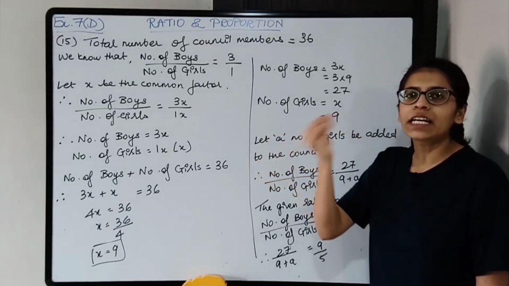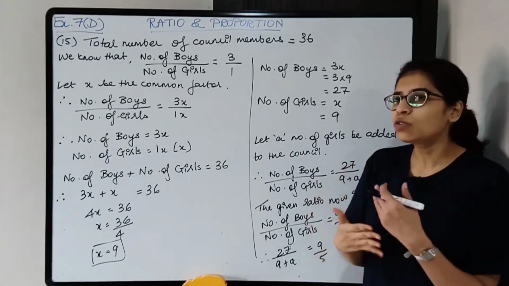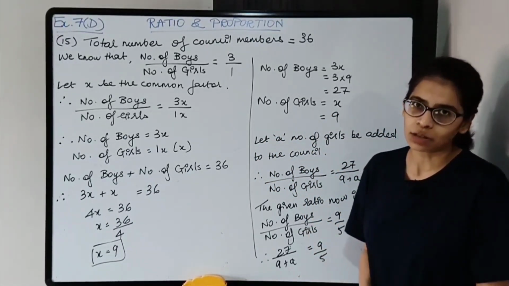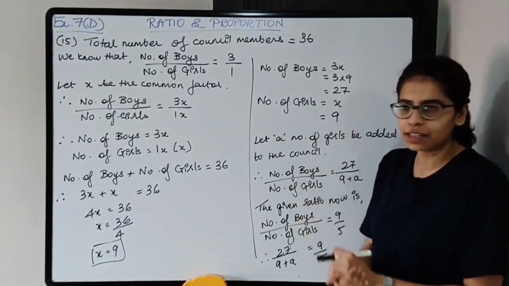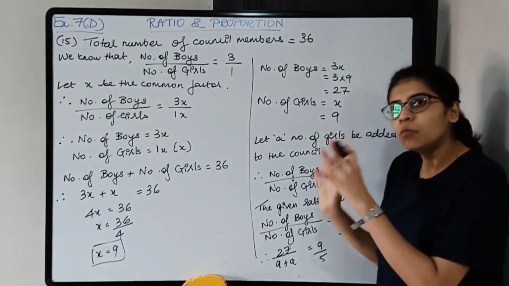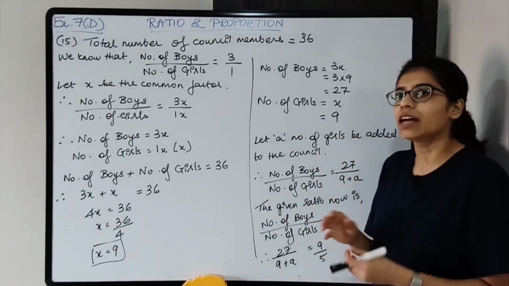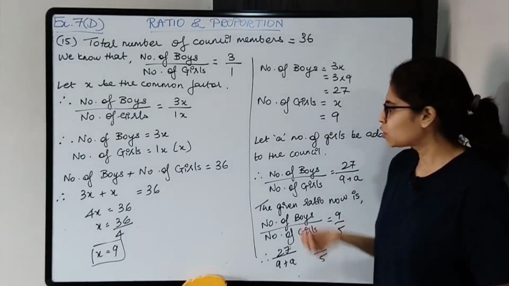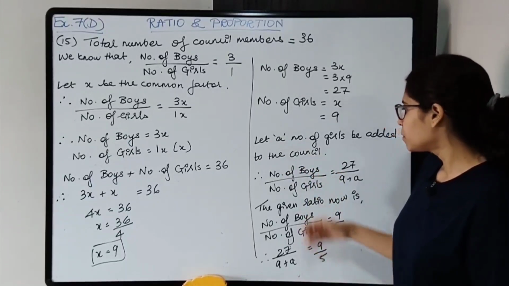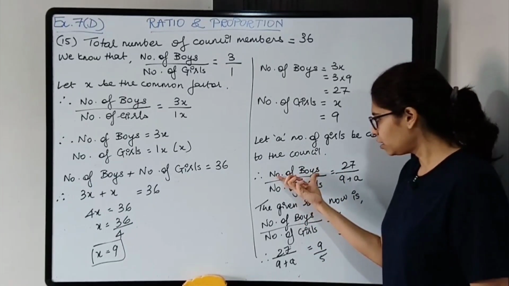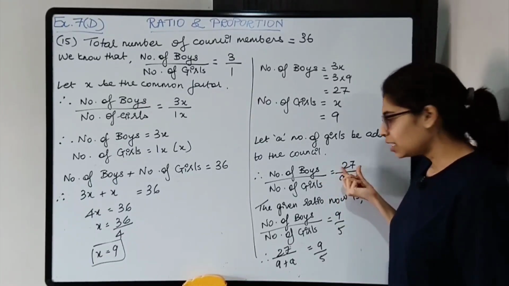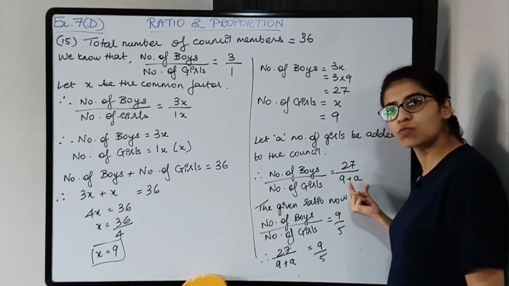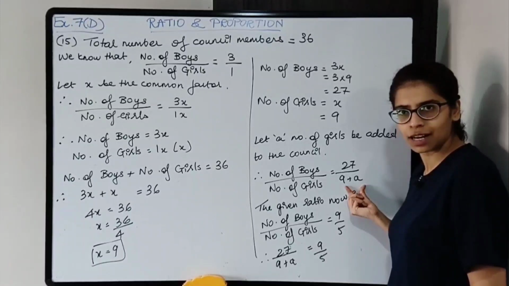Now, a number of girls are added to the group. Because we don't know how many girls are added to the council, we are assuming let a number of more girls be added. Already 9, but more number of girls are added. How many? We need to find that. So let's say a. So now the ratio of number of boys to number of girls will be 27 to 9 plus a, because a more girls are added.